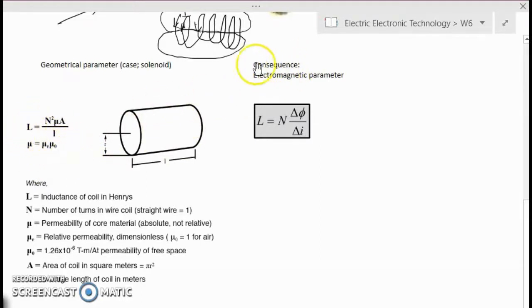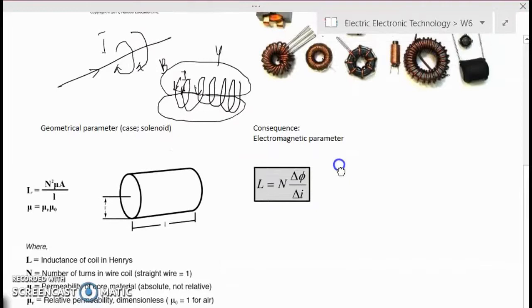And what is the consequence? The consequence is, if you have a higher inductance, you will have a higher flux if you pass a certain value of current in the inductor, right? Imagine if you put 1 ampere of current into an inductor with a low L, you will produce a low magnetic flux. In an inductor with a high value of L, if you put 1 ampere of current, you will produce a high value of magnetic flux. Okay, so that's what inductance is in an inductor.